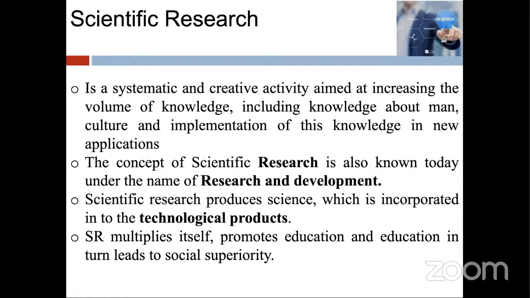Scientific research produces sciences, which are then incorporated into technological products. Like in the previous slide, I showed that science is also dependent on technology, and technology itself is related to the society. So scientific research multiplies itself in the form of knowledge, in the form of skill development, in the form of promotion of education, and of course when everyone is educated, it leads to social superiority.